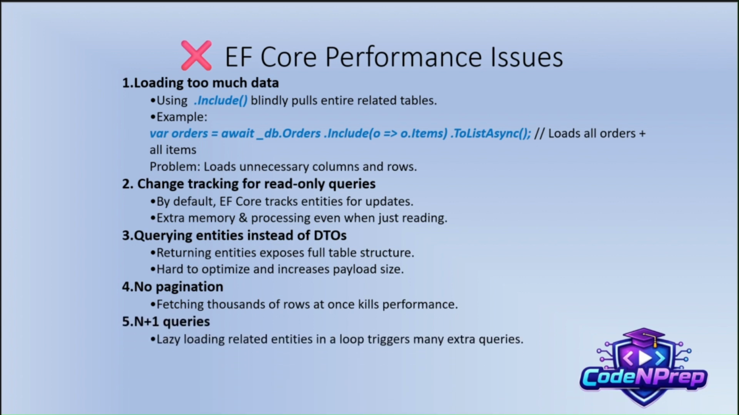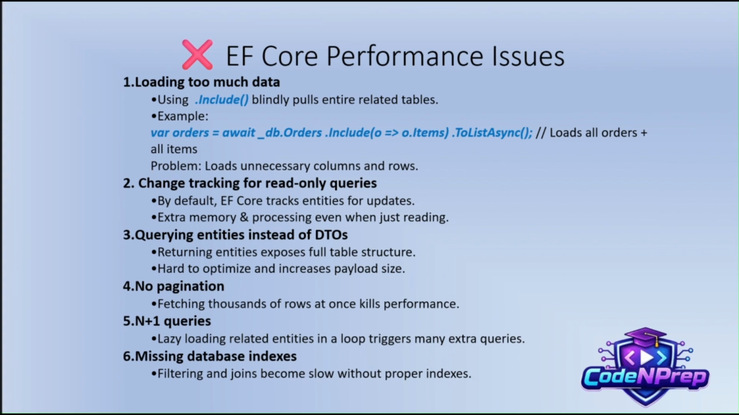Next performance issue is N+1 queries. This is also called lazy loading. Lazy loading feels convenient until your app fires dozens of hidden queries. One query becomes 1 plus N queries. And the last performance issue is missing database indexes. Entity Framework Core can generate perfect SQL, but without proper indexes, the database still struggles. So these are some of the Entity Framework Core performance issues.